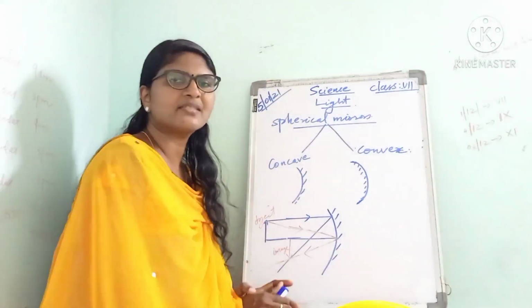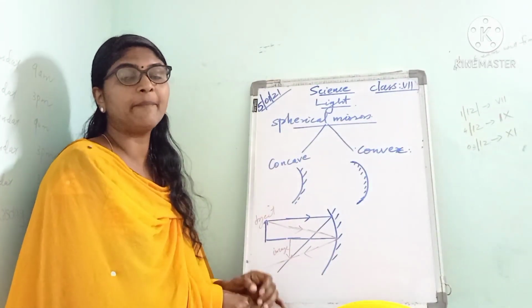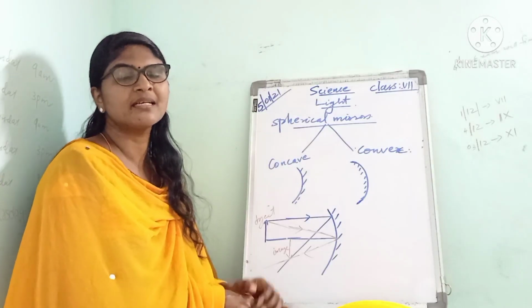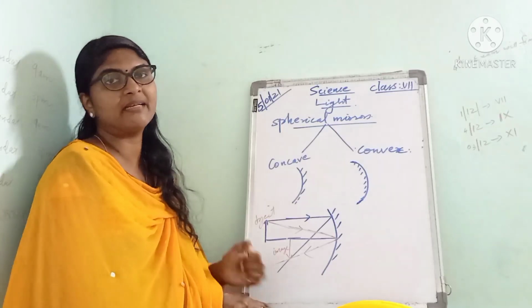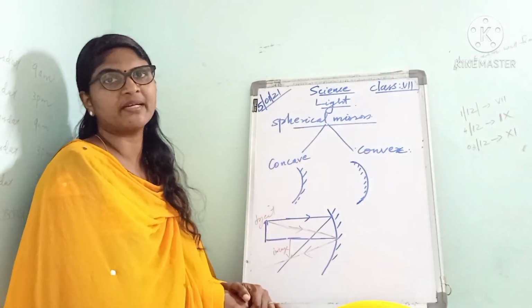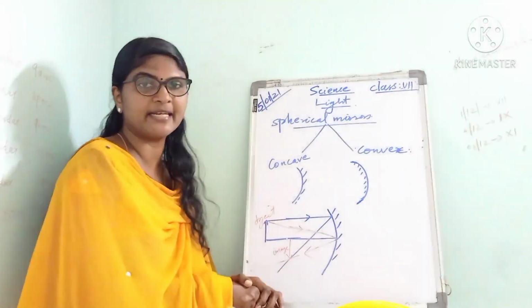Okay, and last class we discussed plane mirrors and learned the image formation by plane mirrors. Then what are the properties of the image formed by a plane mirror? Then what are the uses of a plane mirror? Okay, and in today's class we can talk about spherical mirrors.